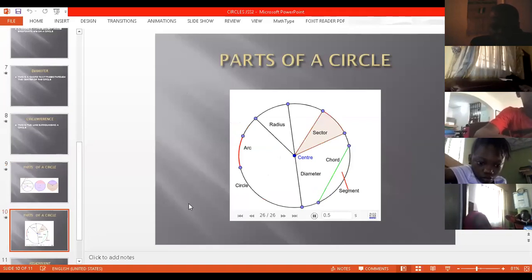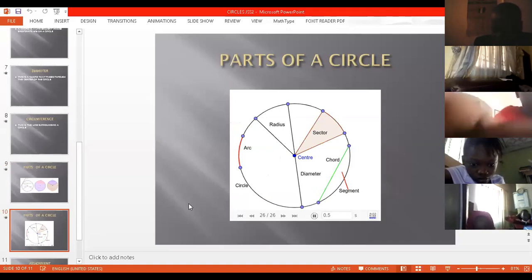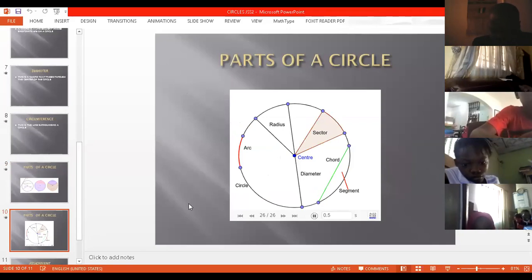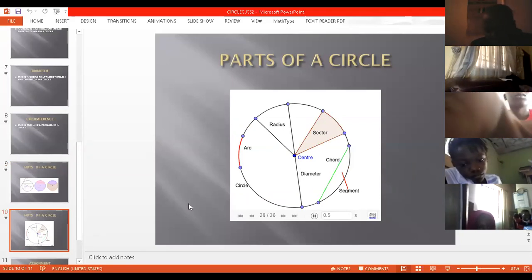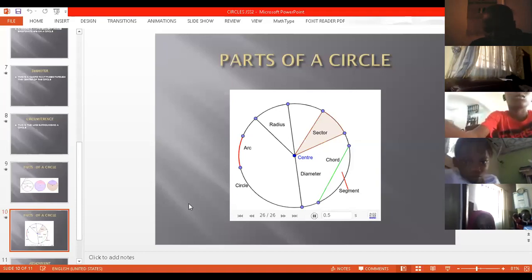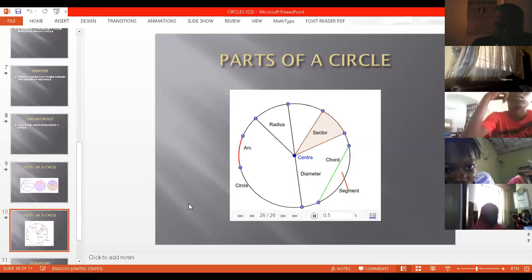This is another picture of parts of a circle. We have the radius, the arc, the sector, the center, the chord, diameter, and segments. These are the parts of a circle.